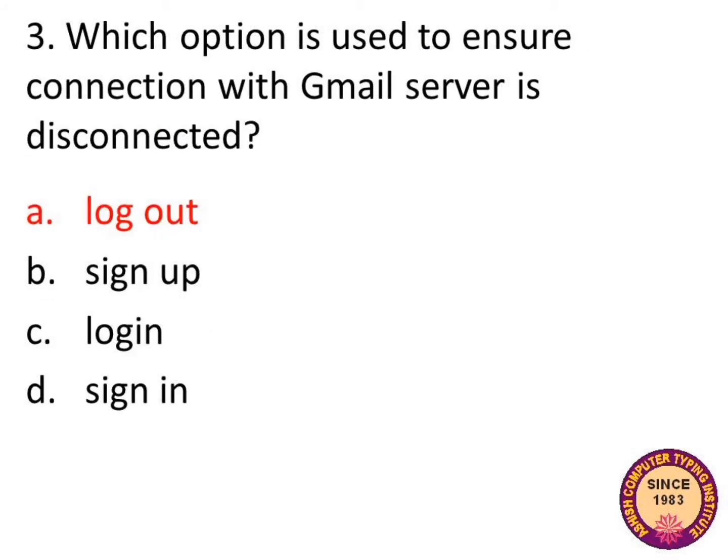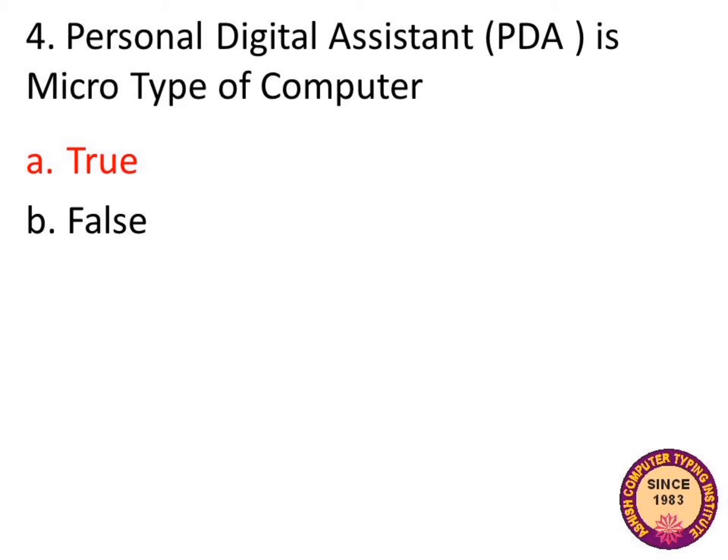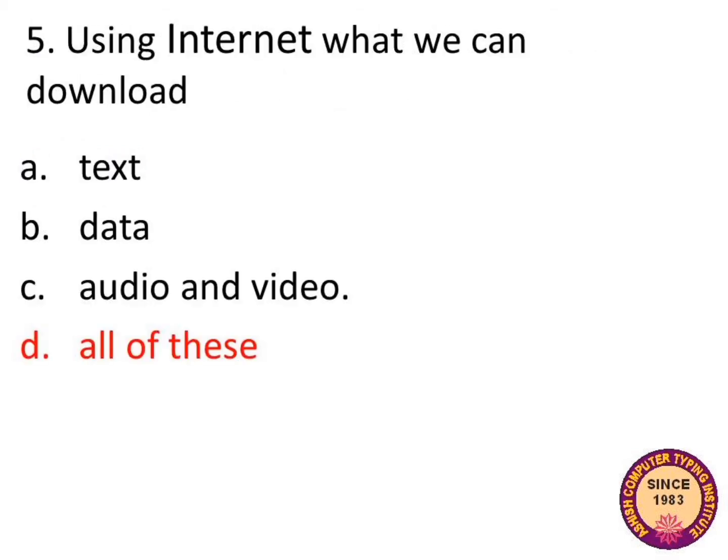Which option is used to ensure connection with Gmail server is disconnected? Answer is logout. Personal Digital Assistant PDA is a micro type of computer? Answer is true. Using internet, what can we download? Answer is all of these, that is text, data, audio and video.